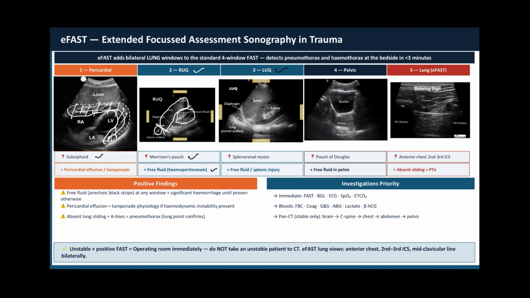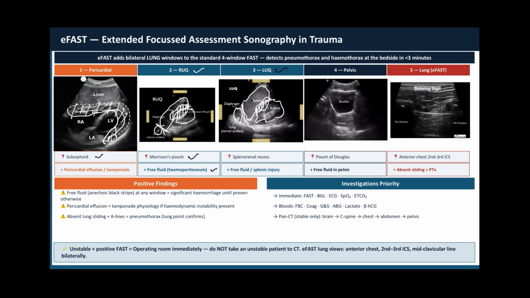Next, when you place the same probe on the left side posteriorly, because the spleen is placed somewhat posteriorly, it is called the splenorenal recess. Here also you need to look for the diaphragm and the lung area, and then you need to look for the spleen, and then the left kidney. Okay, if there is any fluid collection over here, it would be seen like this.